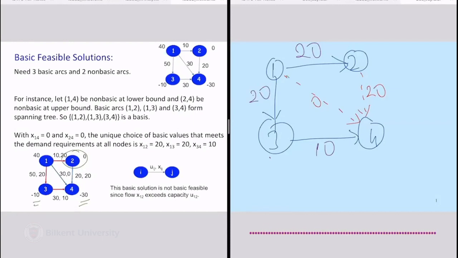Now, is this feasible? This is a basic solution, yes, but is it a basic feasible solution? The answer is already written there, so I cannot wait for you to answer this. It is not a BFS. Why? Because this arc here, I'm sending 20 units, but the upper bound of that arc is 10. So I'm over the bound. I should not be doing this. Okay? So this is a basic solution, yes, but it is not a basic feasible solution. Clear? Or do we have any questions?